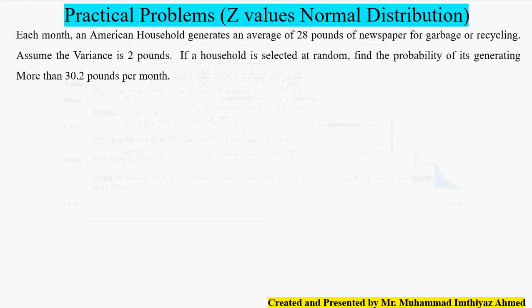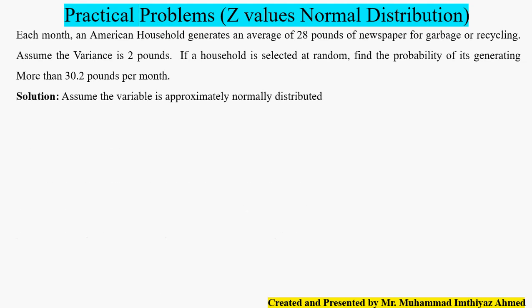Let us see a problem. Each month, an American household generates an average of 28 pounds of newspaper for garbage or recycling. Assume the variance is 2 pounds. If a household is selected at random, find the probability of its generating more than 30.2 pounds per month. Now we need to assume the variable is approximately normally distributed.